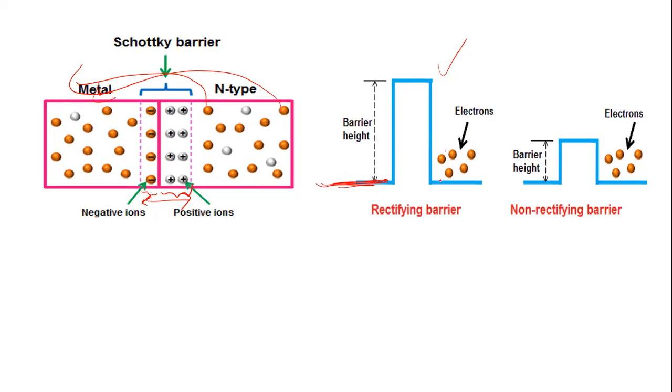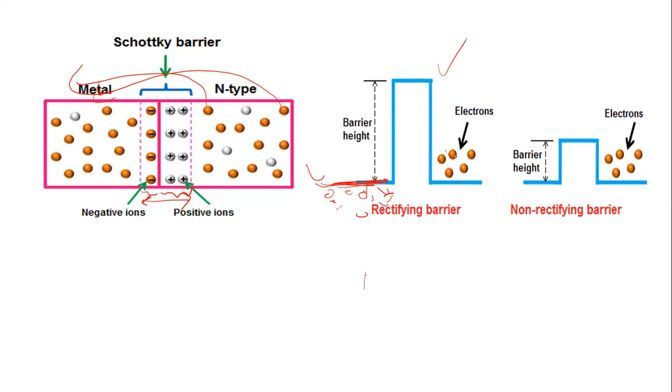If the barrier is very high, one thing you should know is that whatever line we are drawing is, let's say, the Fermi level. The electrons in the metal side are below this Fermi level only, and the electrons cannot easily overcome this potential barrier. So this is called a rectifying barrier.